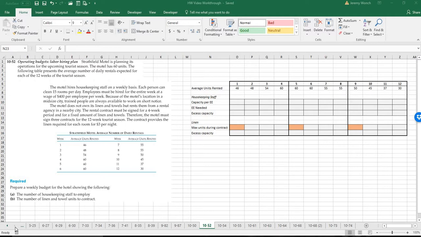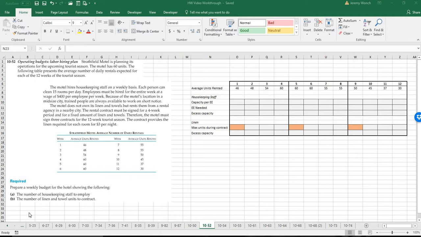The motel does not own its linens and towels, but it rents them from a rental company. And the rental contract must be signed for a 4-week period and for a fixed amount of linens and towels. So therefore, the motel must sign 3 contracts over the 12-week tourist season. And the contract provides linens per room per night for $3. And so that gives us a little bit of a table, saying this is what we're expecting for the average room rentals per week.